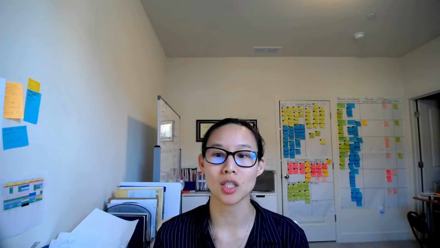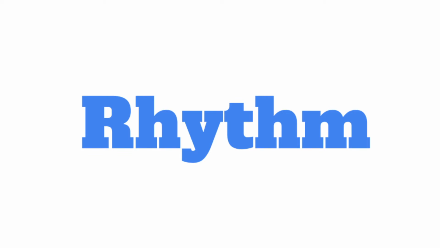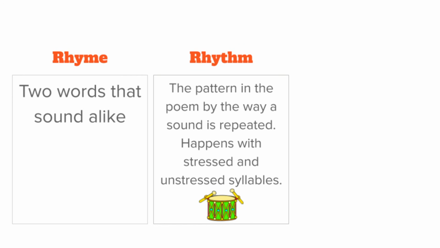If you look at each verse and you counted each syllable, you would notice that each verse has 8 syllables. So let's put it all together. Each of the verses in this poem I've Watched will have 8 syllables, and the last word in each verse will have a stressed vowel. The next component of a poem is rhythm. Rhythm is the pattern in the poem by the way a sound is repeated. This happens with stressed and unstressed syllables.